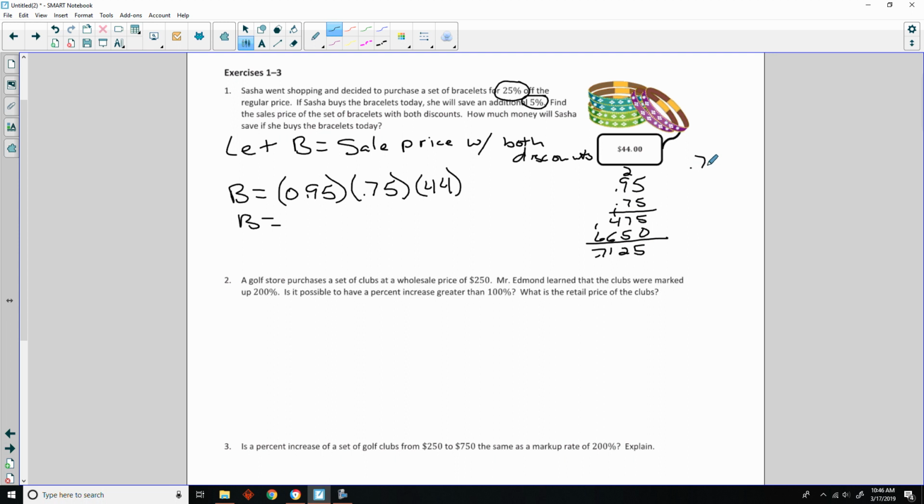Then we take 0.7125, multiply it by 44. 5 times 4 is 20, 4 times 2 is 8, plus 2 is 10, 4 plus 1 is 5, 7 times 4 is 28, and we're just going to shift this over 1 because it's a 4 again. 0, 0, 5, 3, 11, 3. We are going to pay $31.35.